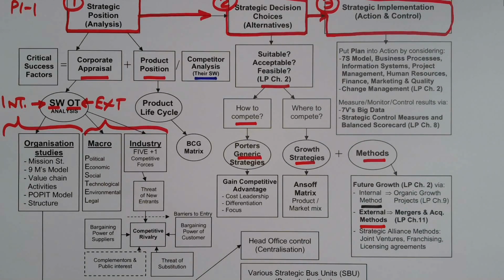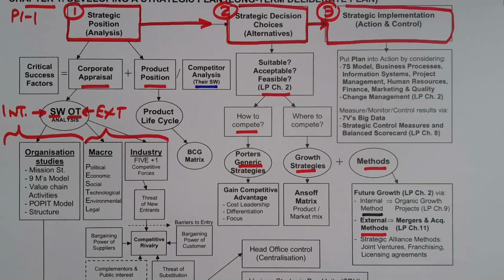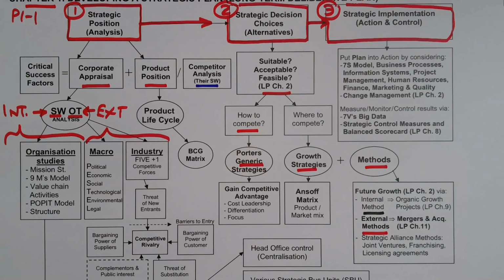Chapter 11 is a popular chapter because for many companies, rather than doing it themselves internally, buying a business is much, much faster. It's much, much quicker immediately. We can start to sell, we can start to distribute. So these are external methods. And there's other methods as well. We have various strategic alliances here, joint ventures, franchising, license agreements. We'll look more at these. These are covered in our chapter 2.